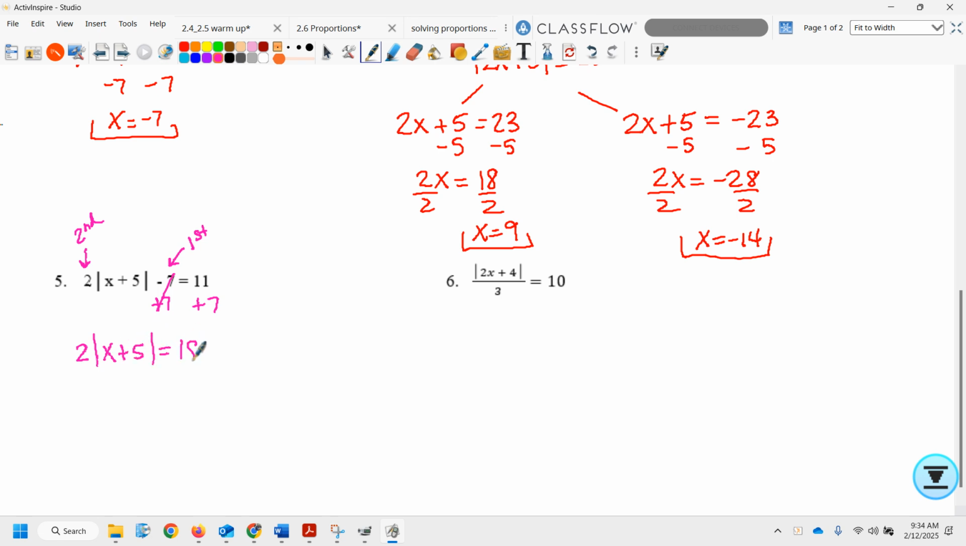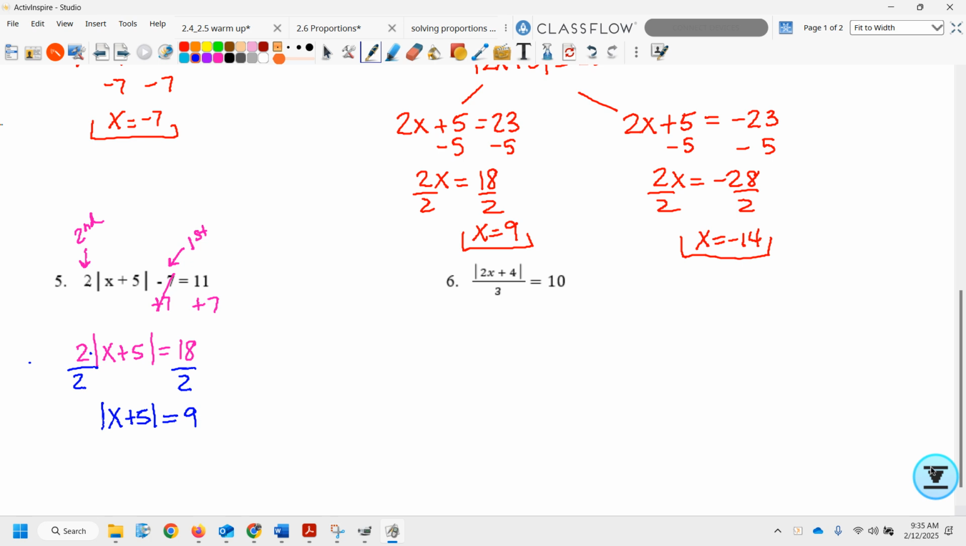All right. Now, I know sometimes people want to subtract 2, but for the record, there is a multiplication dot in between that 2 and that bar, okay? So what's tying that 2 in front of that absolute value bar is multiplication. How do we undo multiplication? We divide. Divide both sides by 2. Now I have absolute value of x plus 5 is equal to 9. My absolute value bars are isolated.